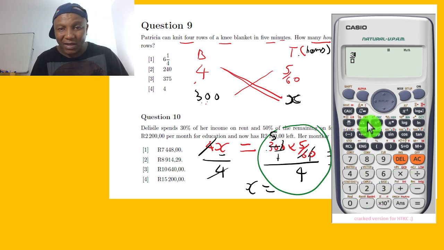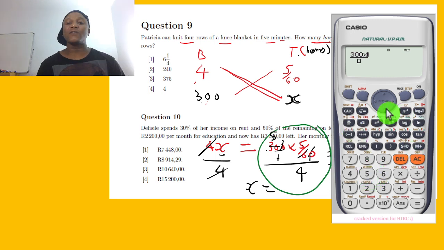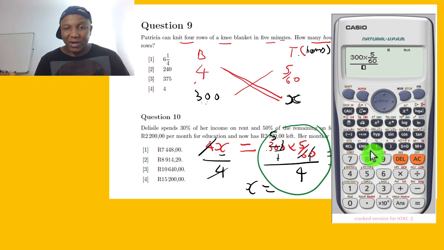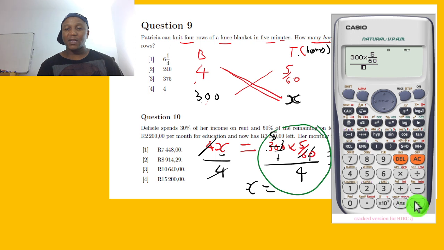You know, when you multiply, there's a fraction here. So I'm going to say fraction, and the 5 over 60. They come to the denominator here, and they come to the denominator that you put your 4. Put your 4, and they get the answer.